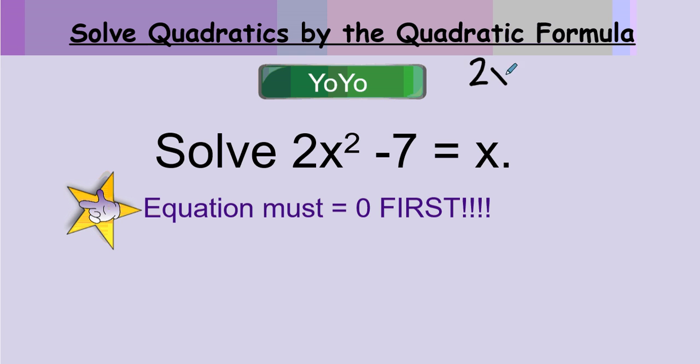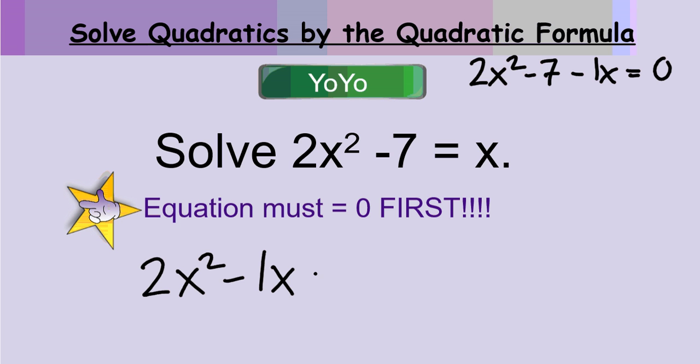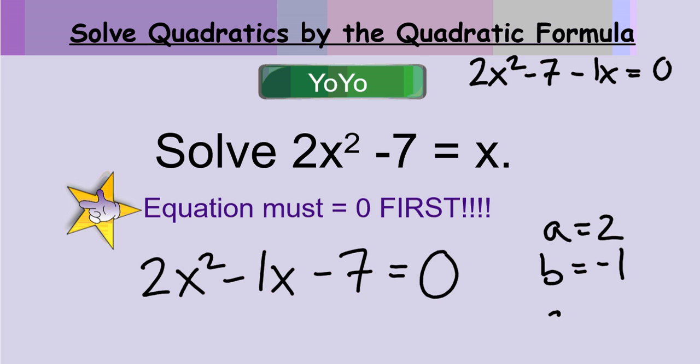A mistake I see people make is they'll do 2x squared minus 7 minus 1x, and then they'll say, oh, a is 2, b is -7, and c is -1. No, you need to rewrite it highest power to lowest power. 2x squared minus 1x minus 7 equals 0. And then a is 2, b is -1, c is -7. b is always the coefficient associated with the x to the first power. So there's your first step guide.